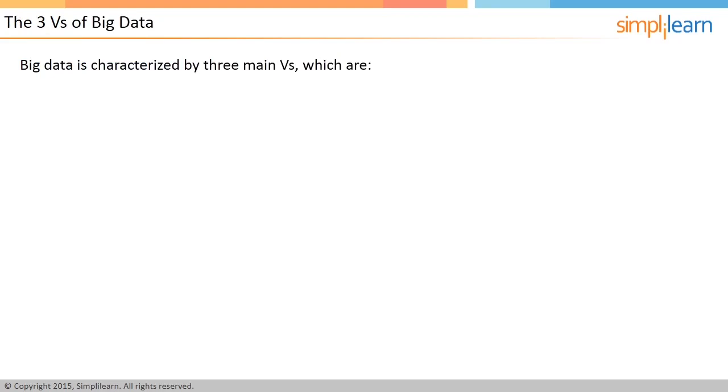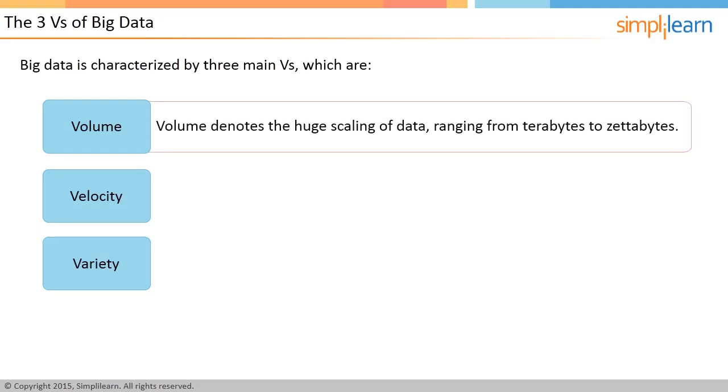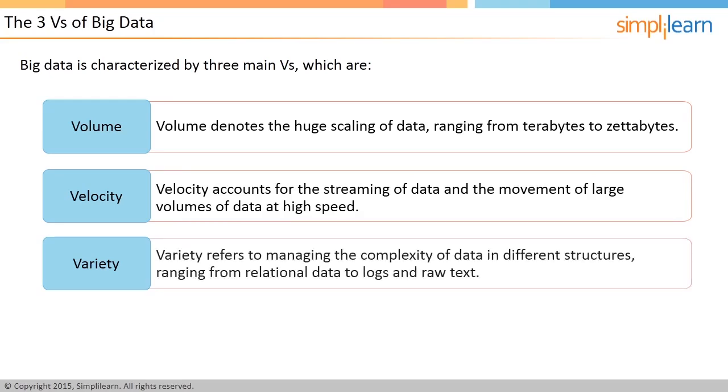Big data has 3 main characteristics: volume, velocity, and variety. Volume denotes the huge scaling of data, ranging from terabytes to zettabytes. Velocity accounts for the streaming of data and the movement of large volumes of data at high speed. Variety refers to managing the complexity of data in different structures, ranging from relational data to logs and raw text.